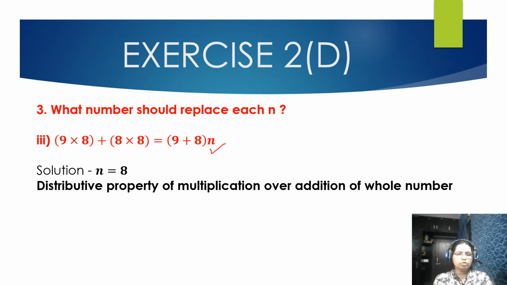We know this is the distributive property of multiplication of whole number over addition. So (9 plus 8) multiplied by 8 equal to 9 multiplied by 8 plus 8 multiplied by 8. So the value of n will be 8. And this is the distributive property of multiplication of whole number over addition.